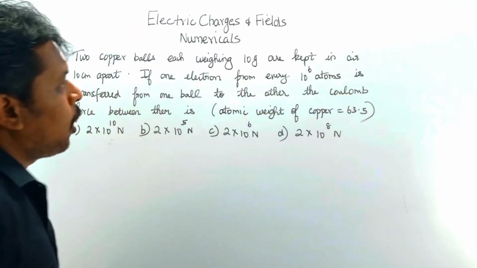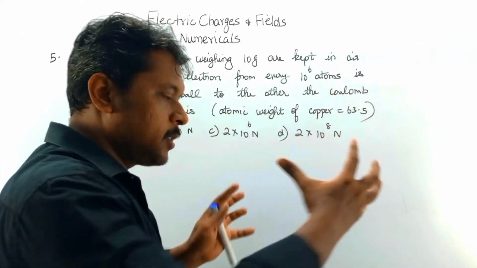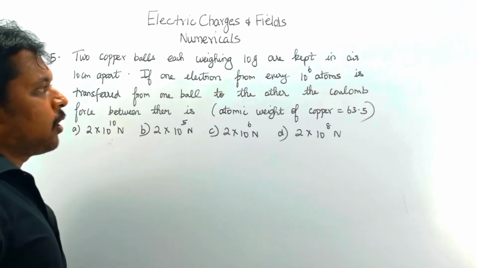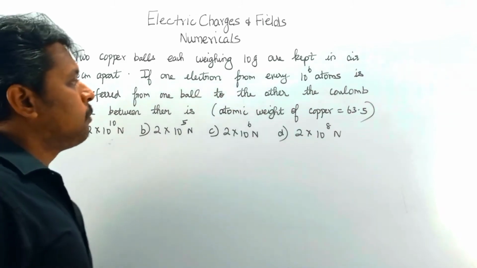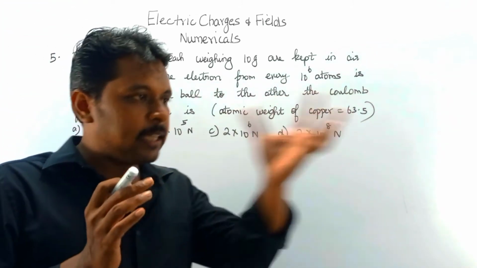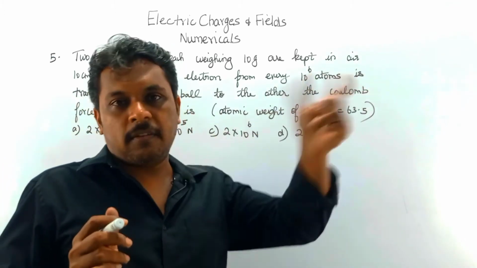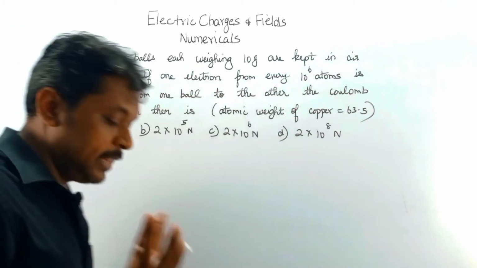Here we have two copper balls, each weighing 10 gram, kept in air 10 centimeter apart. If one electron from every 10 power 6 atoms is transferred from one ball to the other, that is the given. We have to find the Coulomb force between them.